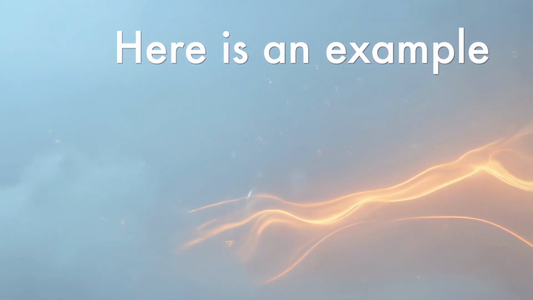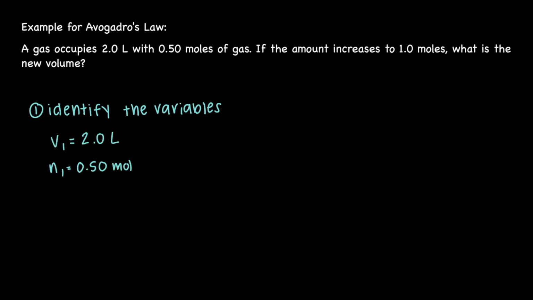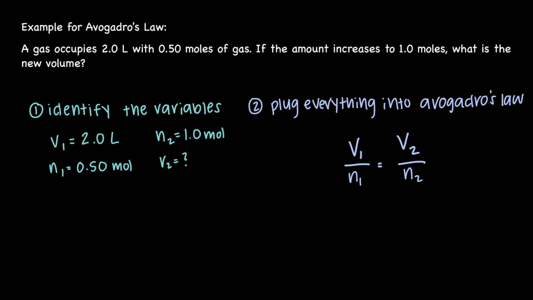Here is an example. A gas occupies 2.0 liters with 0.50 moles of gas. If the amount increases to 1.0 mole, what is the new volume? Identify the variables. V1 equals 2.0 liters, n1 equals 0.50 moles, n2 equals 1.0 mole. Solve for V2. Set up the equation. 2.0 divided by 0.50 equals V2 divided by 1.0. Solving gives a final volume of 4.0 liters.